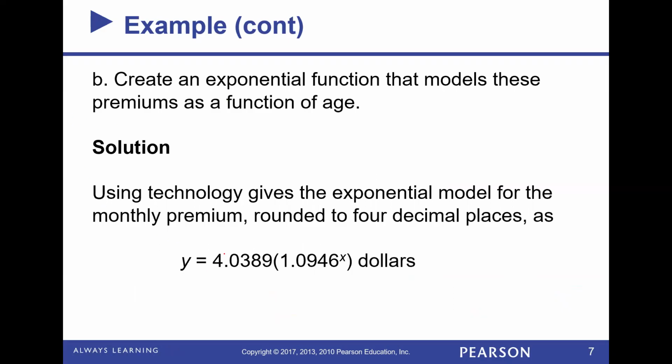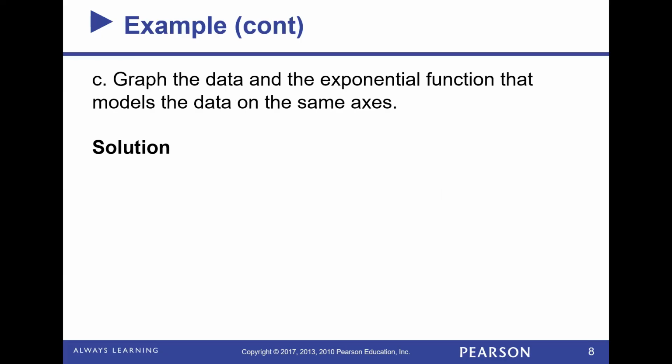So it should have simplified out, rounding to 4 decimal places, to 4.0389 parentheses 1.0946 to the power of X. Okay. If you want to put the X on the outside of the parentheses or on the inside attached to that number, either way is fine. It works just the same. And again, there's not a lot of work for you to do on these. So just remind yourself the calculator is doing the work for us.